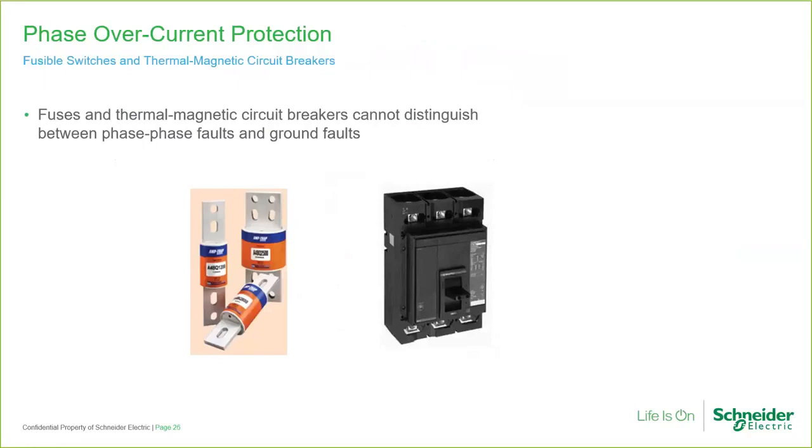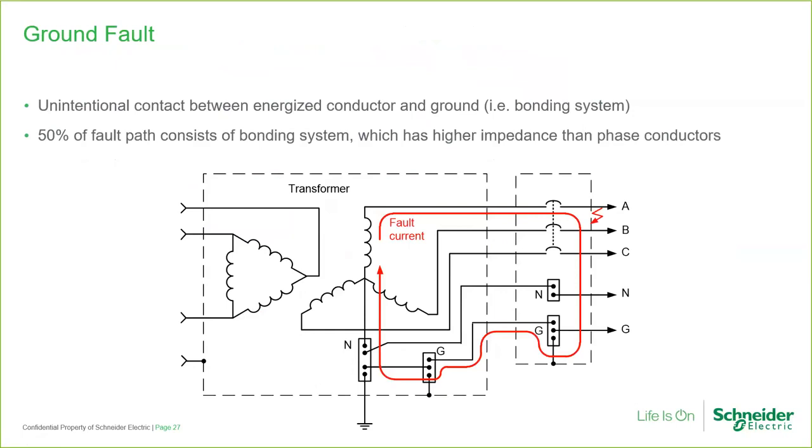Fuses and thermomagnetic circuit breakers, however, cannot distinguish between phase-to-phase faults and ground faults. Now, a ground fault is an unintentional contact between an energized conductor and ground, and by ground I mean the bonding system. Recall that 50% of the fault path consists of the bonding system, which has higher impedance than phase conductors.